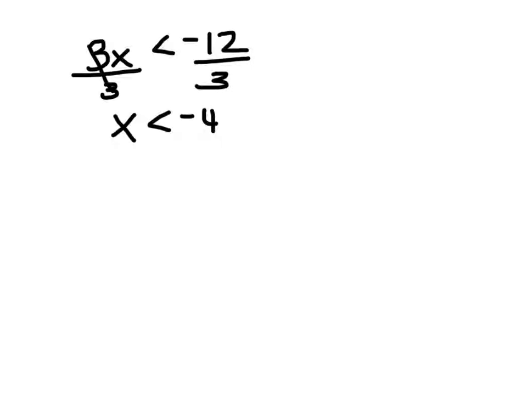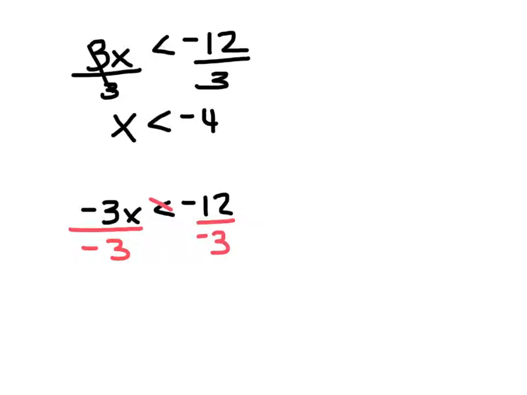If, however, it was negative 3x is less than negative 12, as soon as I divide by a negative 3, I need to switch that inequality, turn that inequality from being a less than to a greater than. The negative 3's will cancel out. I'll get x is greater than 4, which is my solution.